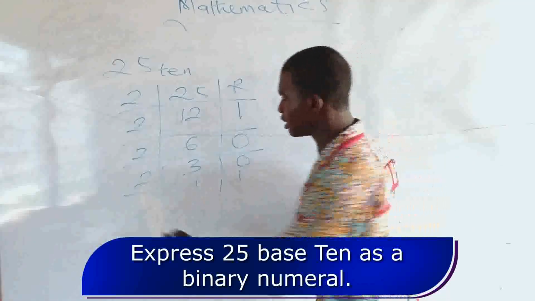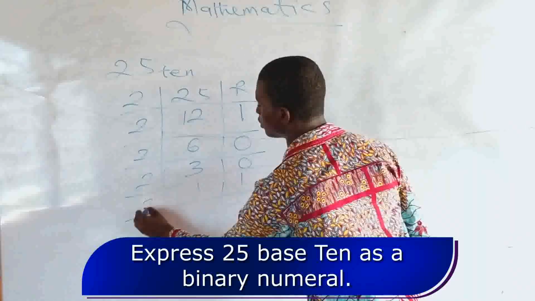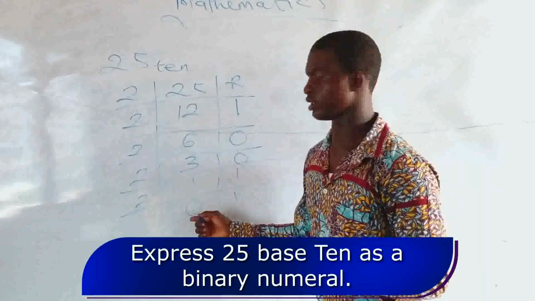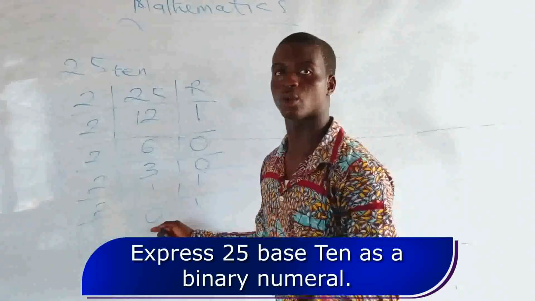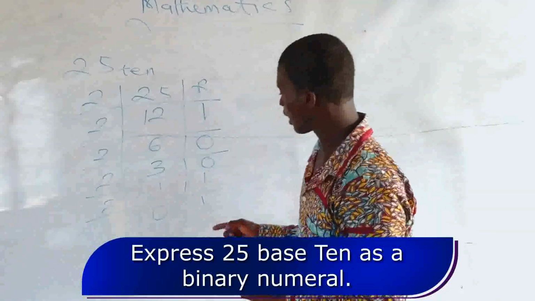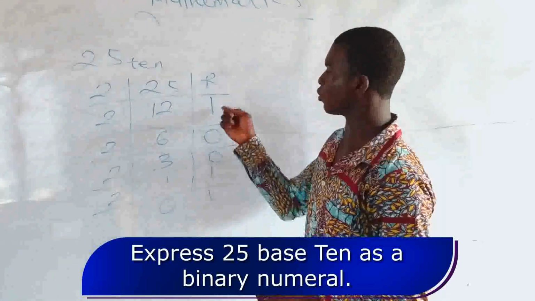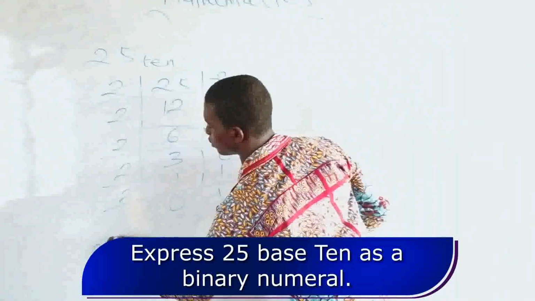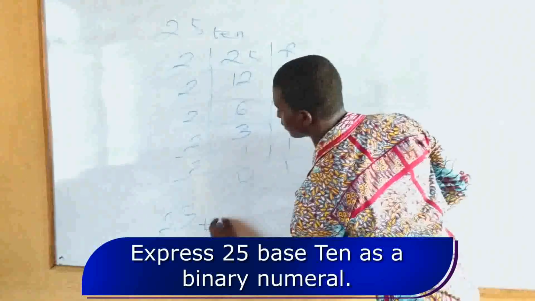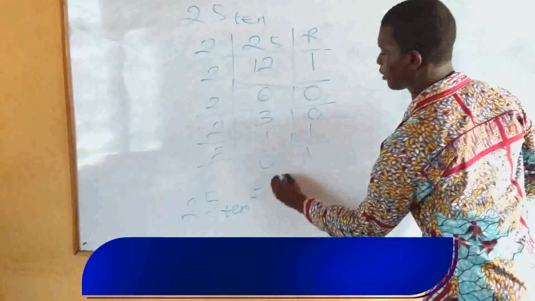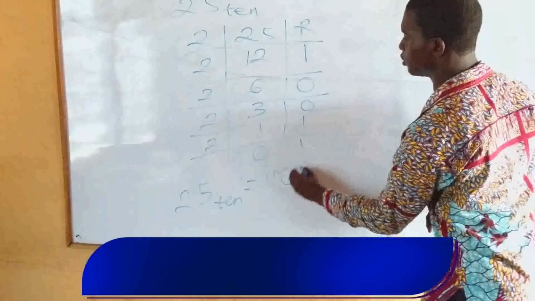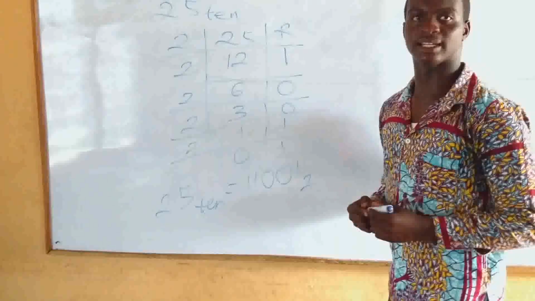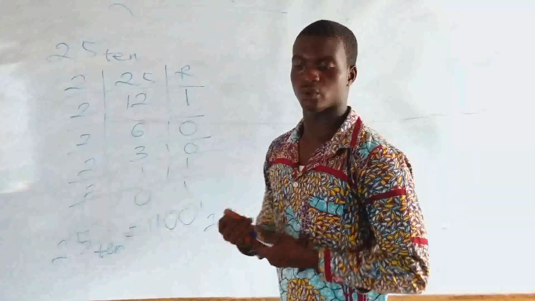Can 2 go into 1? No, it cannot go into, so it gives you 0 over your remainder 1. I told you when you get 0 in the middle part, that means you are done with the work. And so our answer will be 11001 base 2. You write your answer this way: 25 base 10 is equal to 11001 base 2. So that is our answer for the 4th question.